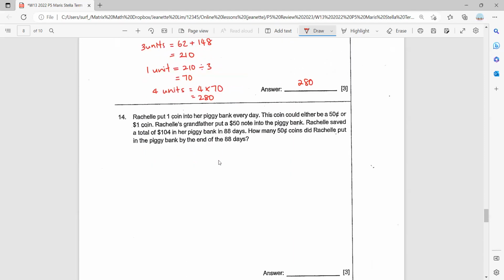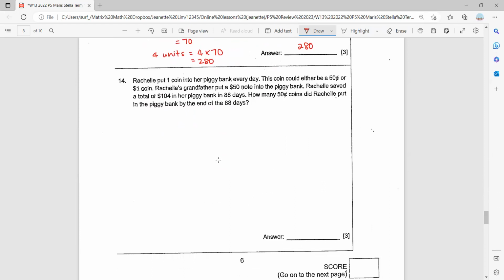Okay, question 14. Rachel put 1 coin into her piggy bank every day. This coin could either be a 50 cents or a $1 coin. Rachel's grandfather put a $50 note into the piggy bank. So she saved a total of $104 in her piggy bank in 88 days. How many 50-cent coins did Rachel put in a piggy bank by the end of the 88 days?